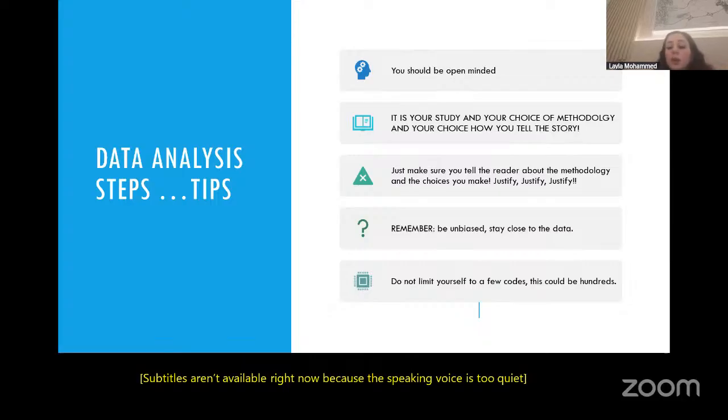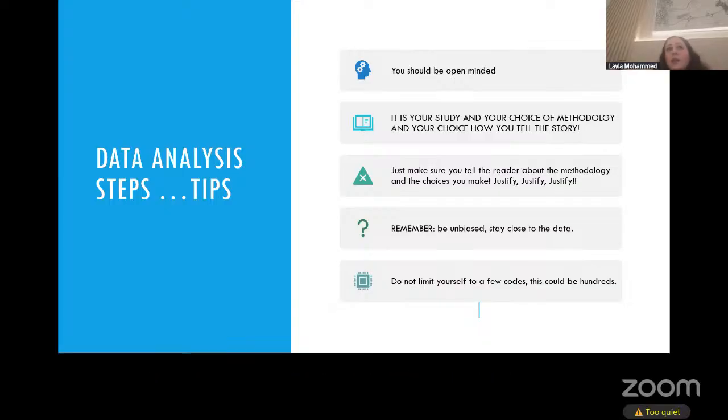Just make sure you tell the reader about the methodology and the choices that you make. You justify. Everything that you do in terms of your methodology and your coding process needs to be thoroughly explained and justified with literature, okay? Or some sort of clear explanation as to what you've done and why you've done it. So just always think, have I explained this enough? Is it clearly explained? Is it referenced? Is it justified? Can I link it to any methodological literature to enhance the credibility? If you can, this will enhance the overall credibility of your research.